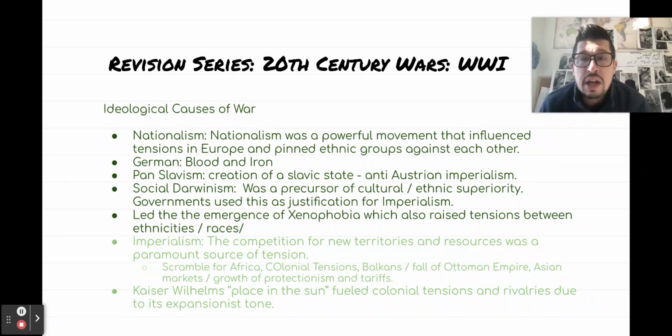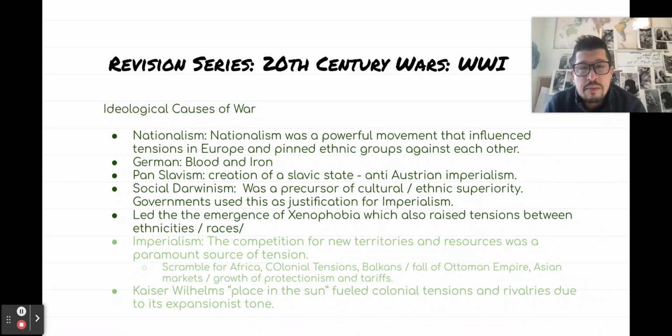Ideological causes, right? Nationalism, right? Super powerful toxin, if you will. I kind of like to refer to it that way, especially in the case of World War One, because that nationalism is going to have a lot of negative connotations, and it's going to cause a lot of tension between people. Some examples of German nationalism is that blood and iron idea left behind by Bismarck. For some of the Slavic states, you've got Pan-Slavism, the creation of a Slavic state, and anti-Austrian expansionism at the same time. Those kind of go hand in hand.